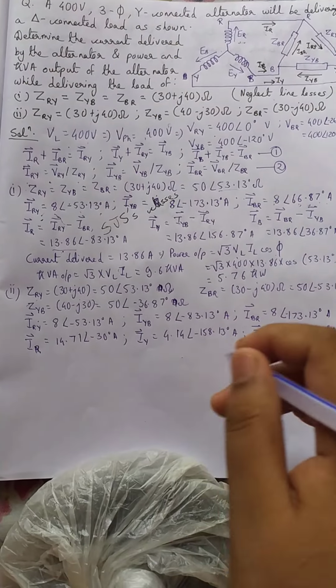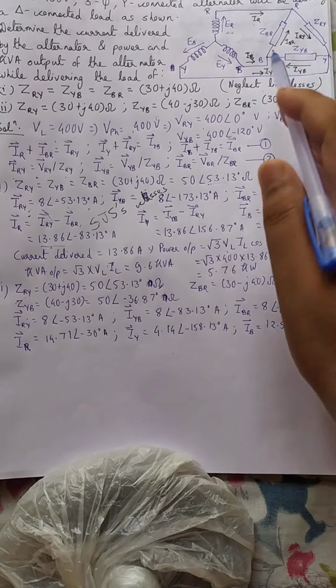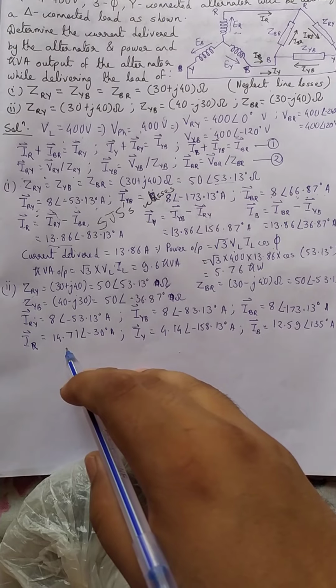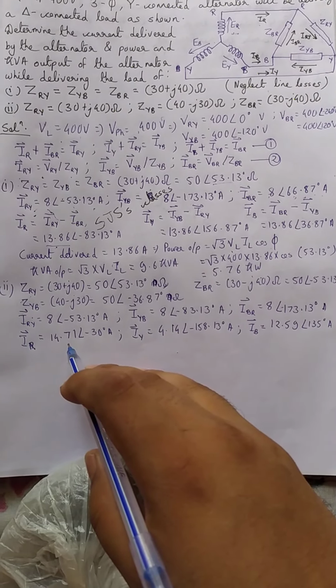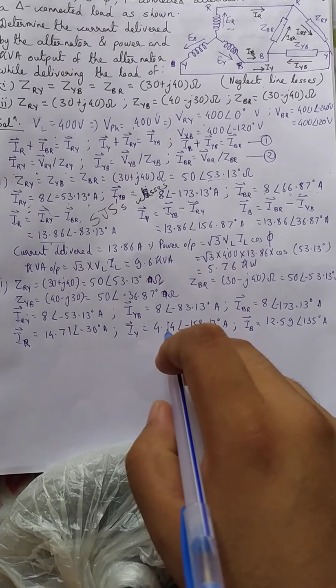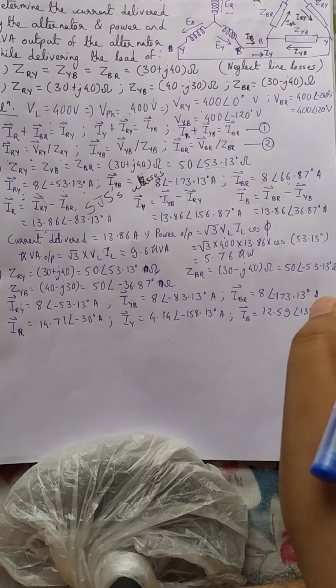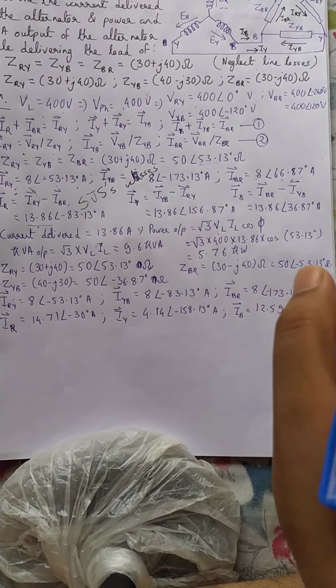The phase current and line current are known. So what would be the current delivered by the alternator? For phase R, 14.71 would be the current delivered by the alternator. Phase Y, 4.14. Phase B, 12.59. So unequal current in the three lines. So why is it? Because it's an unbalanced load.